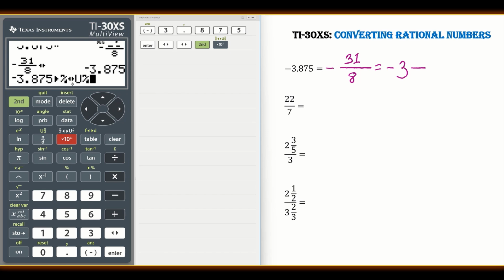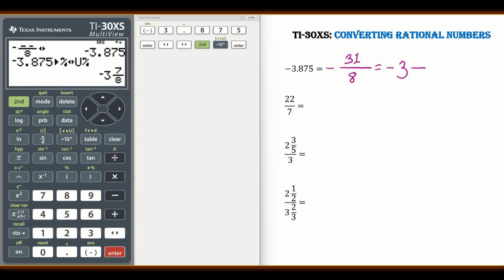So we have our little setup. It tells us our setup right beside our value. Now push enter, and there we go. So it's negative 3 and 7/8. Negative 3 7/8.